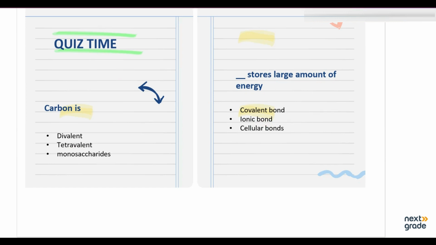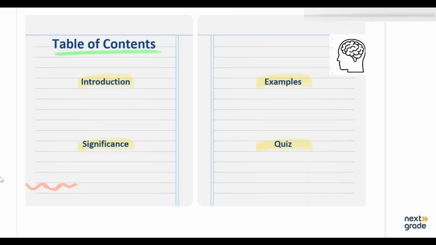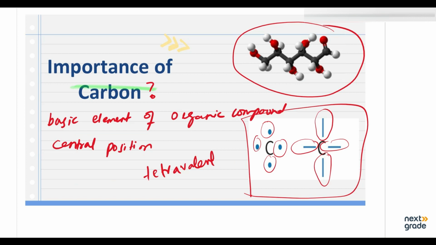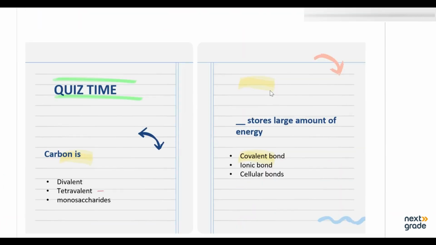Then there is the quiz time, right? So, carbon is what? It is divalent in nature. Divalent means that it has two sides from where it can make bonds with other atoms. Tetravalent, like it has four sides from where it can make bonds with other atoms. Or it is monosaccharide. As we have just learned in the first slide of this video, as you can see right here, it is one, two, three, four. So it is tetravalent in nature. So here the right answer is tetravalent.